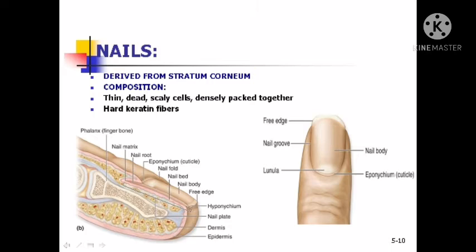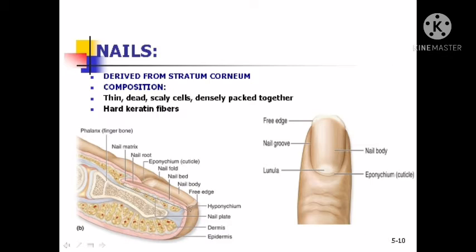The nails. The nails are derivatives of the integumentary system, and they are derived from the stratum corneum, that is the first layer, which are dead cells. The composition of nail: it is thin, dead scaly cells, and they are densely packed together, having hard keratin fiber. The nail develops from the nail matrix, and it is attached by the root in the nail bed.